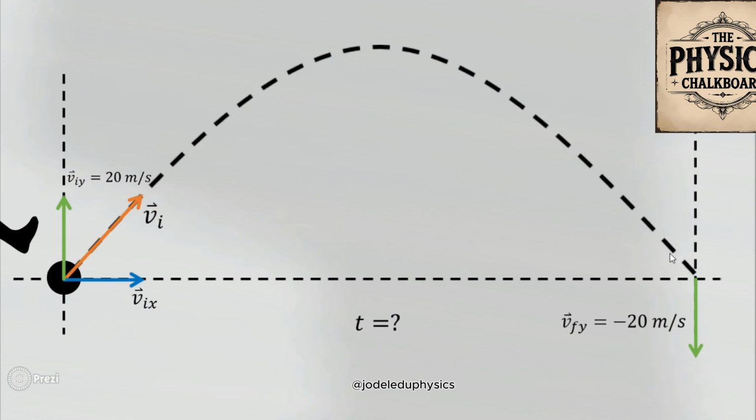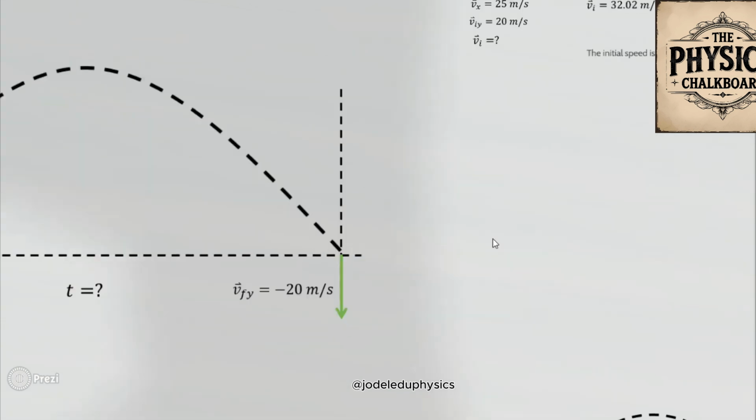That is already very close to the final velocity here at the end point, so we can guess that we are looking at 4-something seconds as the answer. Let's do that accurately by doing our math. Okay, given initial vertical velocity 20 meters per second, final vertical velocity negative 20 meters per second, acceleration due to gravity negative 9.8 meters per second squared, find the time of flight.